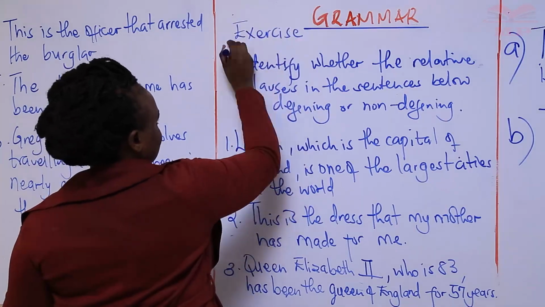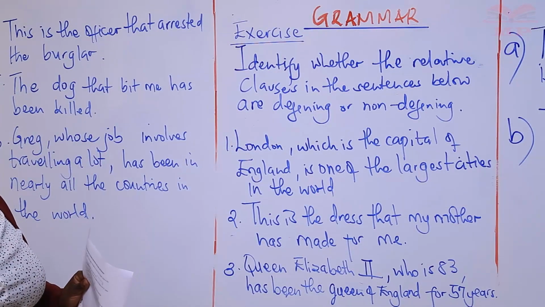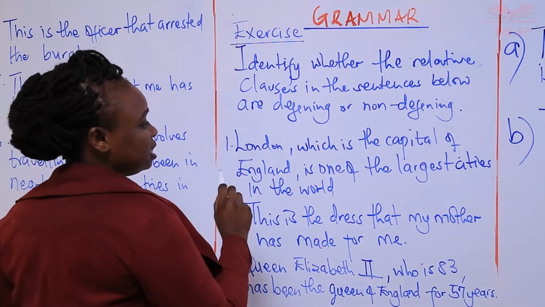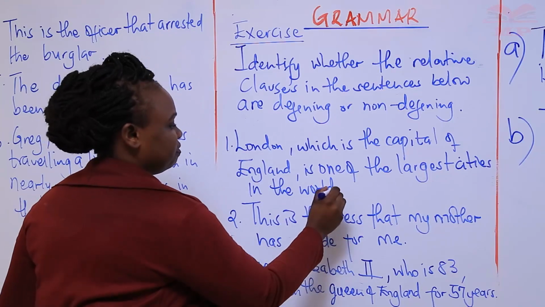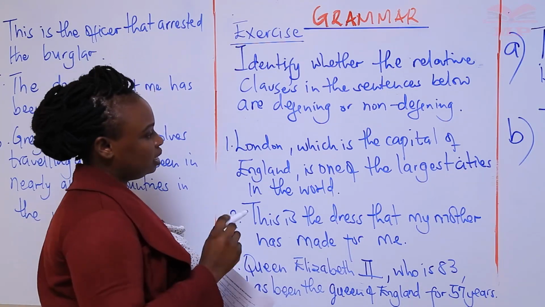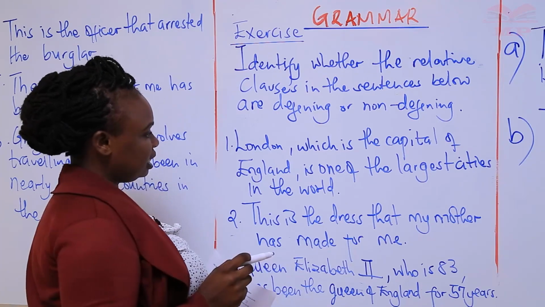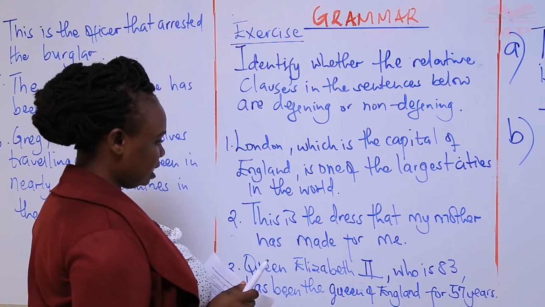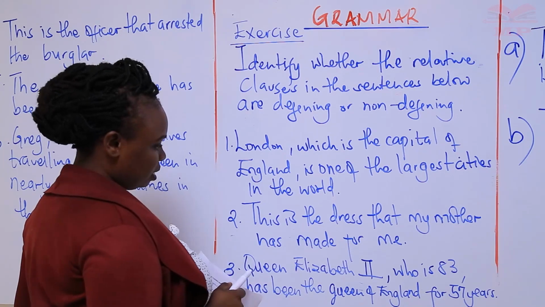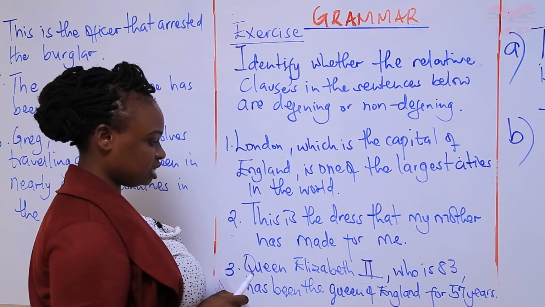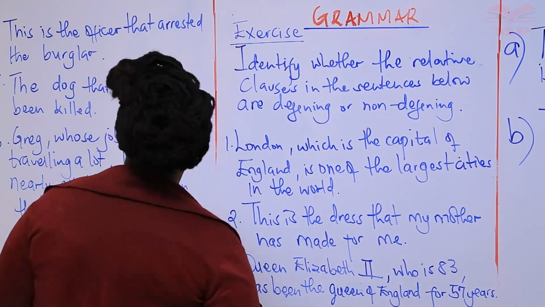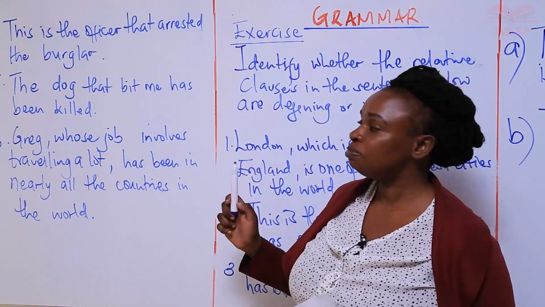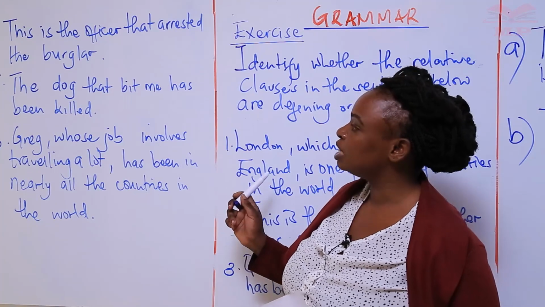Identify whether the relative clauses in the sentences below are defining or non-defining. First, you identify the relative clause and state whether it is defining or non-defining. Number 1, London, which is the capital of England, is one of the largest cities in the world. Number 2, this is the dress that my mother has made for me. Number 3, Queen Elizabeth II, who is 83, has been the Queen of England for 57 years. Number 4, this is the officer that arrested the burglar. Number 5, the dog that beat me has been killed.